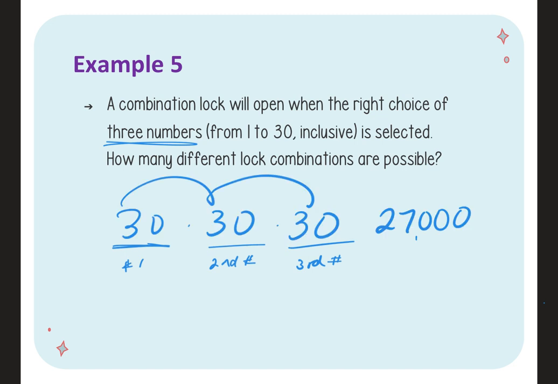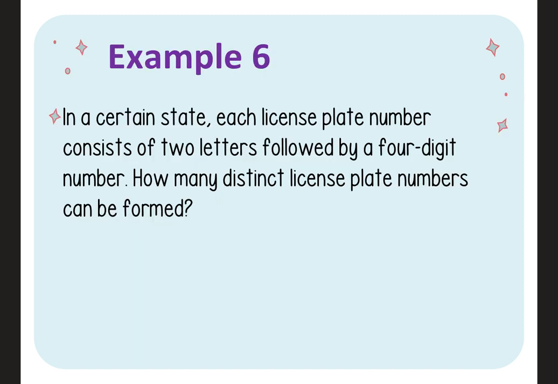All right, so there are 30 numbers I could fill the first spot, 30 numbers I can fill the second spot, 30 numbers I can fill the third, and then we multiply them out. 27,000 is the answer.